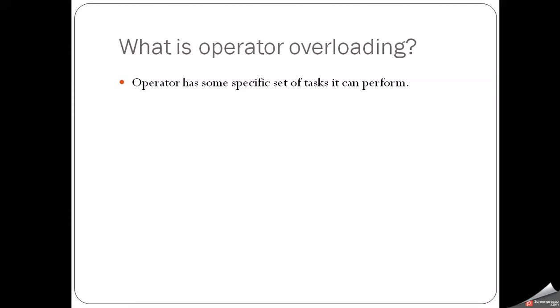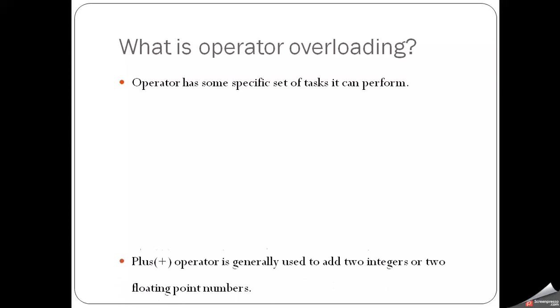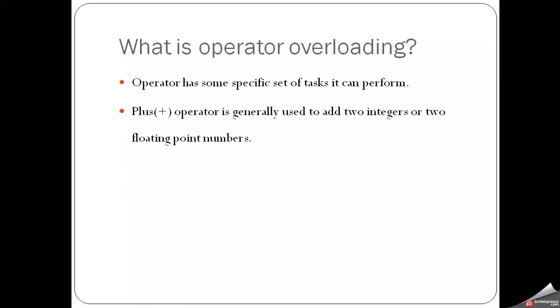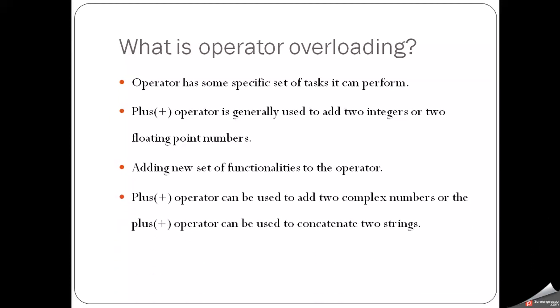Let's begin with what is operator overloading. We all know that every operator has some specific set of tasks it can perform. For example, the plus operator is generally used to add two integers or two floating point numbers. Now, operator overloading means adding new set of functionalities to the operator. For example, now the plus operator can be used to add two complex numbers, or it can be used to concatenate two strings. So we say that operator overloading is a type of polymorphism. That is, a single operator's workload has been increased.